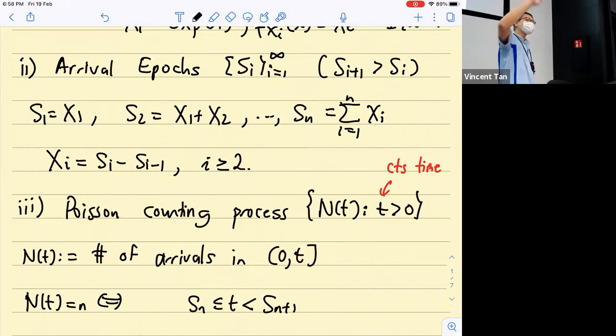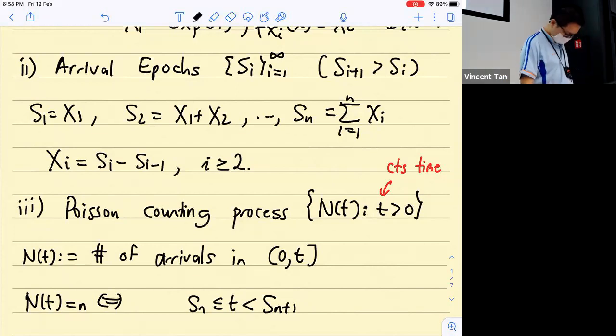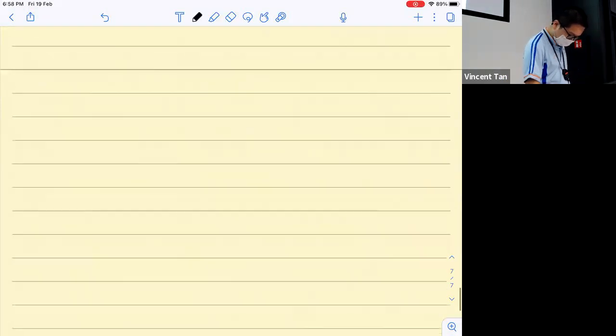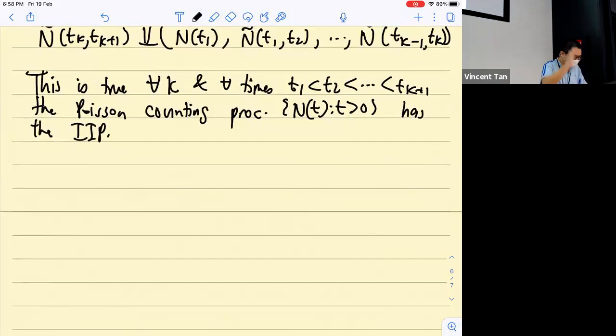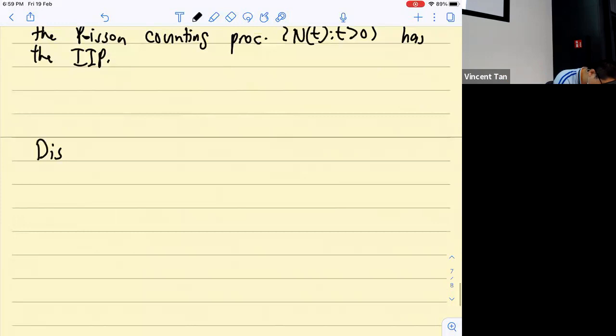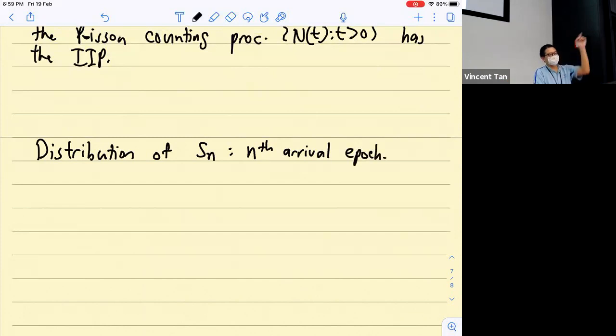Now, there are easy ways to do this, and there are complicated ways to do this. I will show you some easy ways and some complicated ways. I think the book's way is a bit complicated. My way is better. So now, the next item on the agenda is to figure out the distribution of Sn, the n-th arrival epoch. Then we will talk about N(t), which is the most exciting.